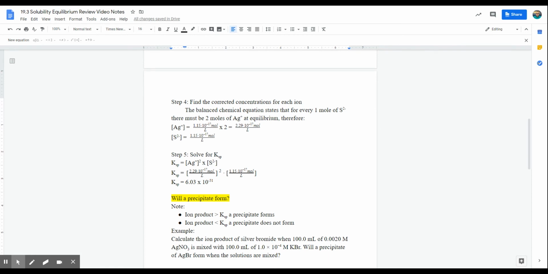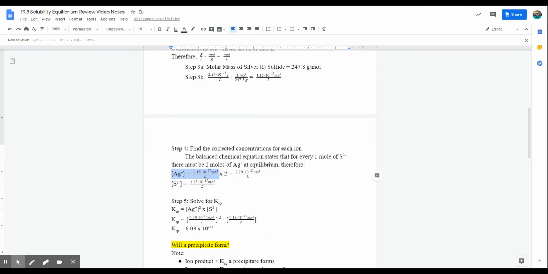So to write this out, I would write my molarity that I found from the equation in step 3. And then I need to multiply that by 2 because it requires 2 times the amount of the other substance. So therefore, my concentration of silver 1 is going to be 2.29 times 10 to the negative 17.